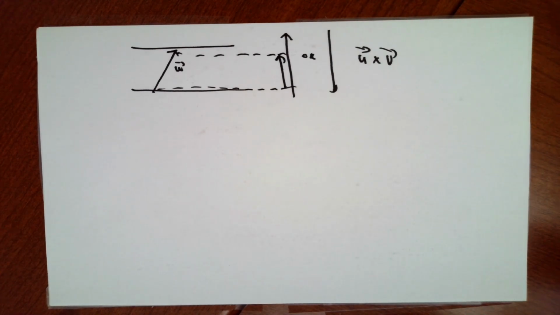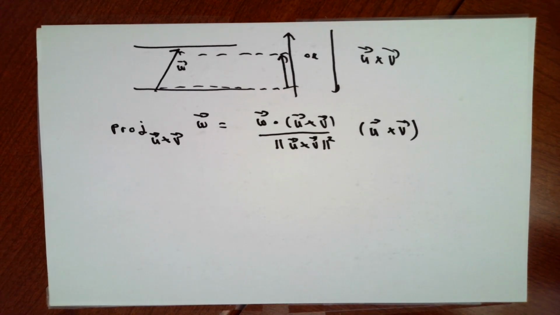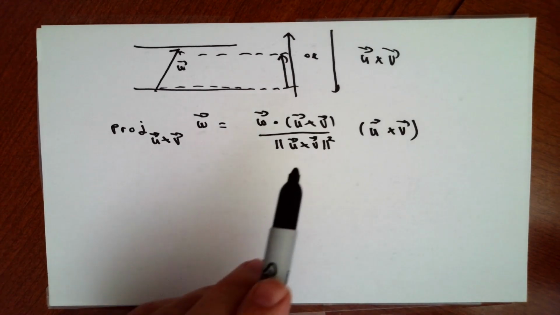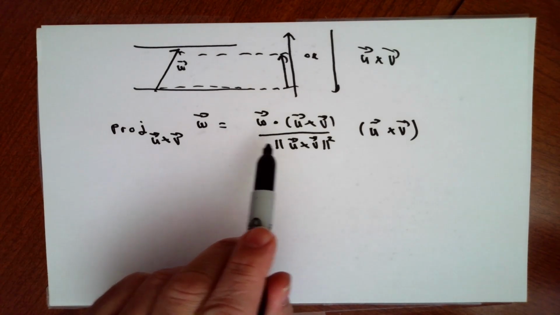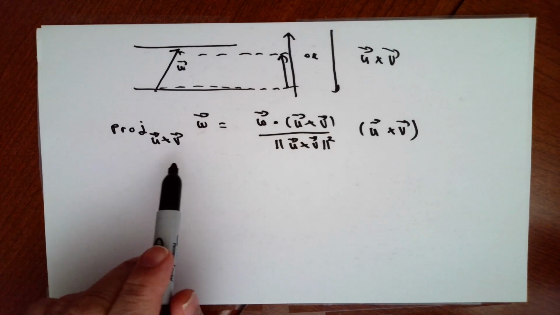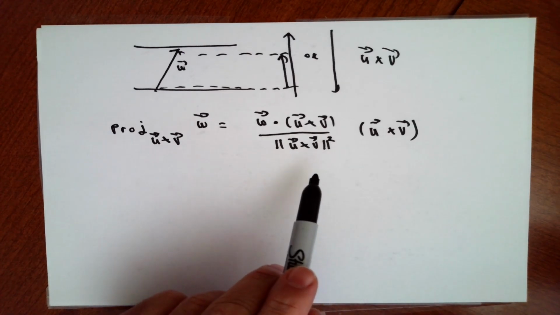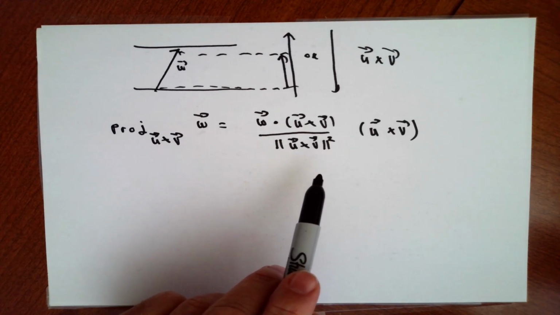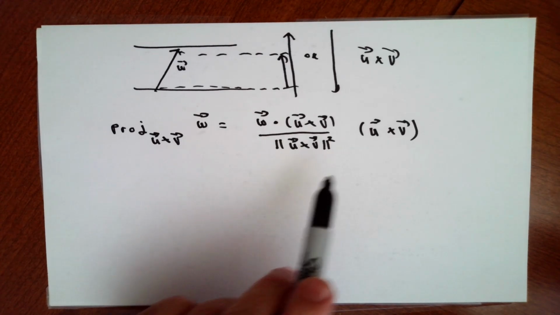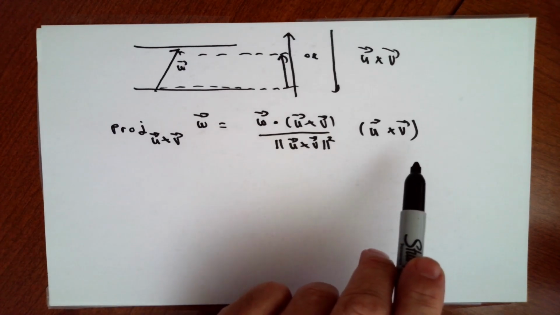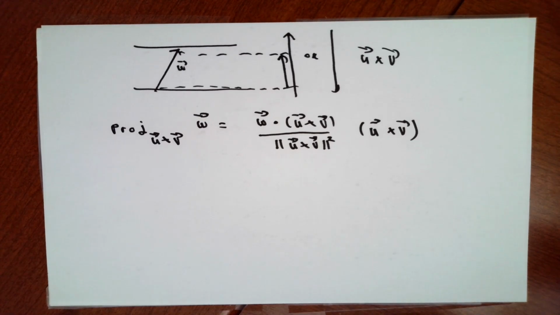I want to find the projection of vector w onto the direction of vector u cross v. We figured out how to do this some time ago. We form the dot product of the vector that we are projecting, the w, with the vector whose direction we're projecting it onto, u cross v in this case. We divide by the square of the magnitude of the vector upon whose direction we're projecting w. And then this is a number. This is multiplied by the vector that we're projecting onto.